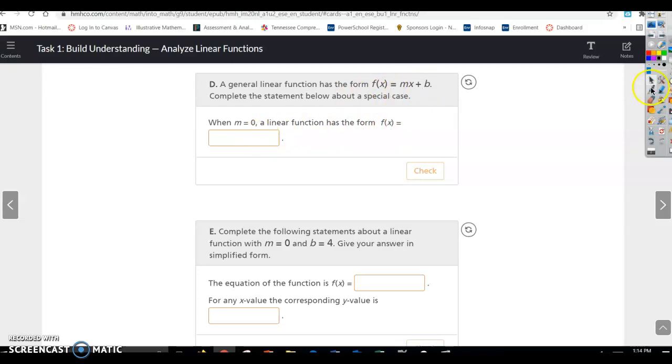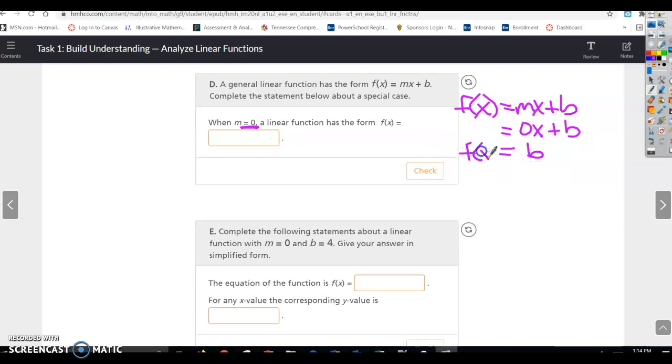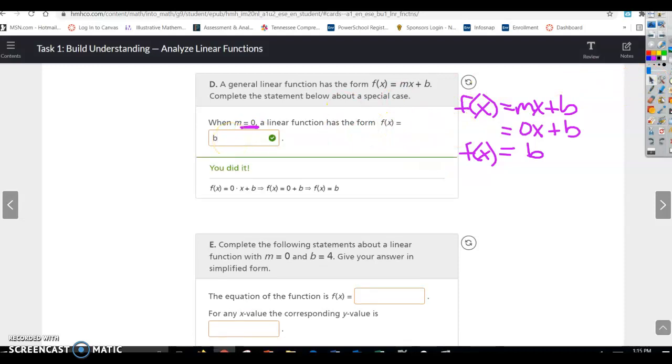If your equation is f of x equals mx plus b, and we substitute 0 in for m, we're going to have 0 times x plus b. 0 times anything is just 0, so that goes away, and that means f of x is equal to b. So right here, we're going to put b. That means it has no slope. If m is 0, this line has no slope.